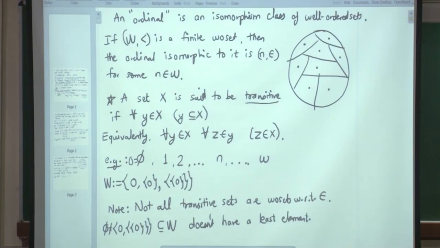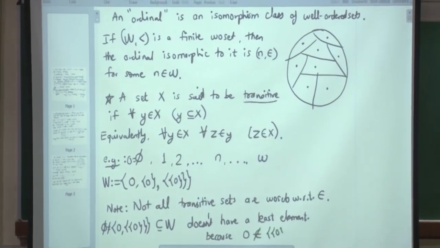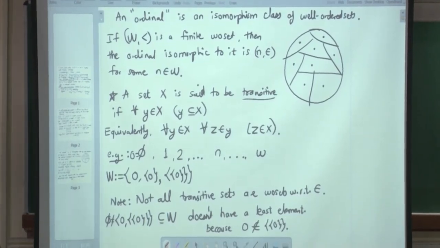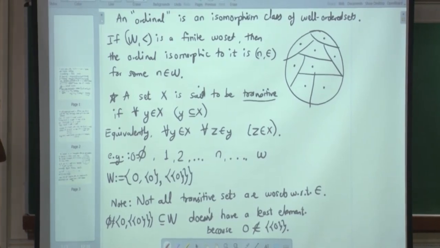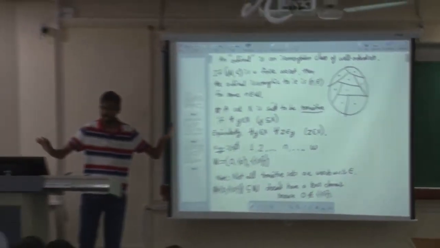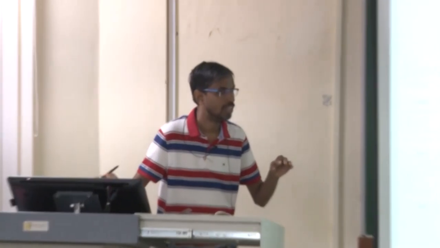Because what is the problem? If it is supposed to have a least element, then, yeah, because 0 is not an element of singleton, singleton 0. Understood? So, therefore, transitivity is an independent property. Being well ordered with respect to membership relation is an independent property. Right? Because we found an example. Okay. So, and there are many more well ordered sets.